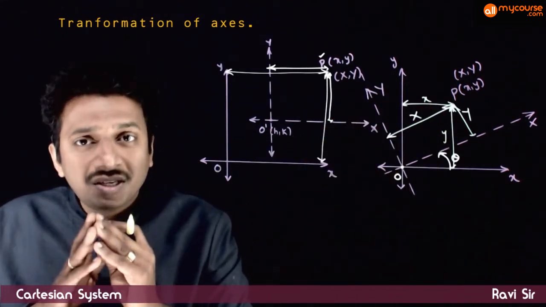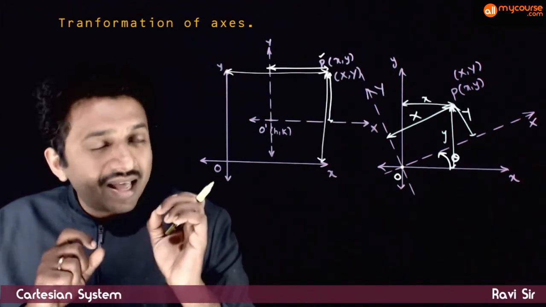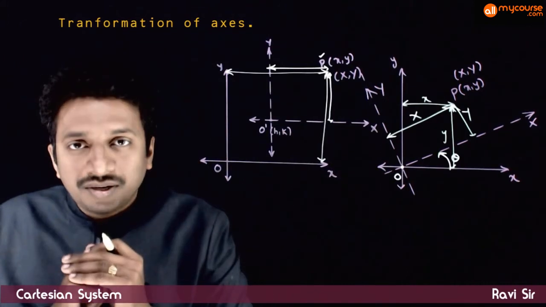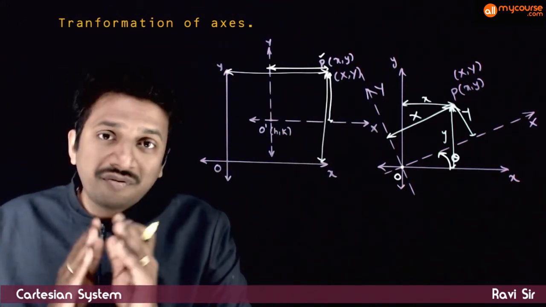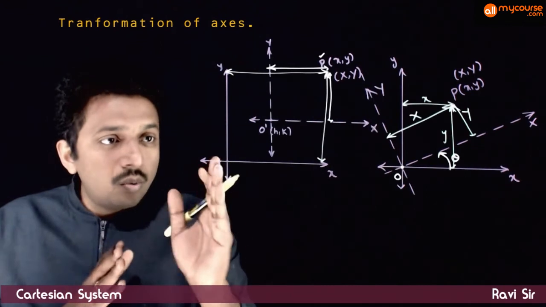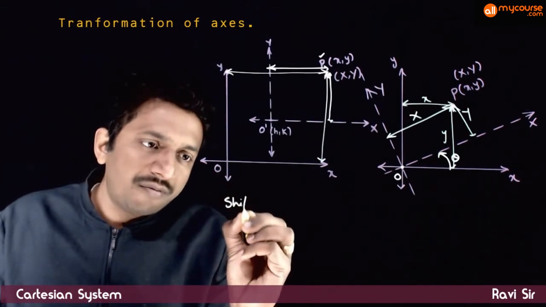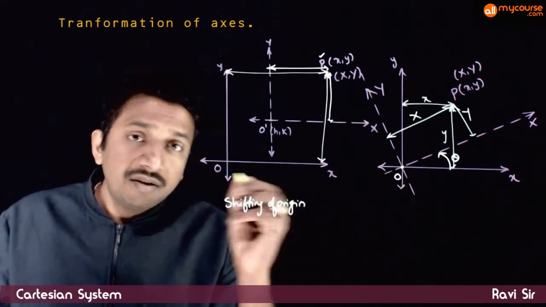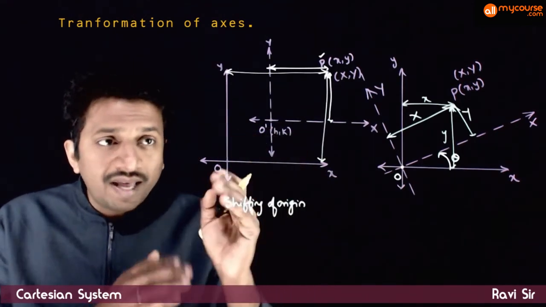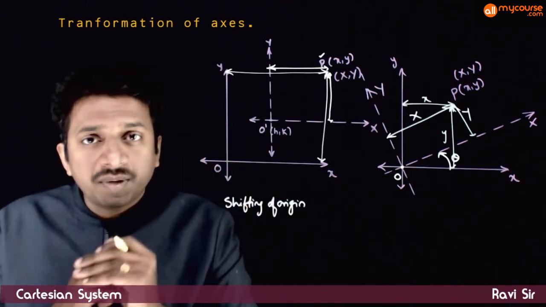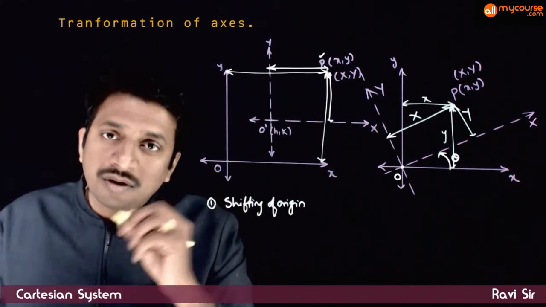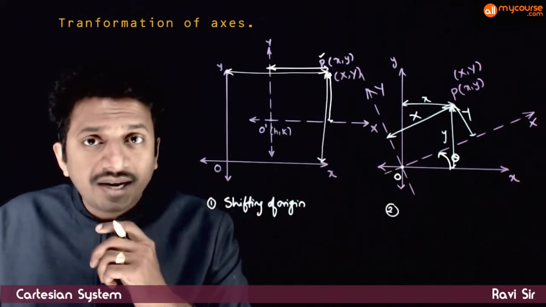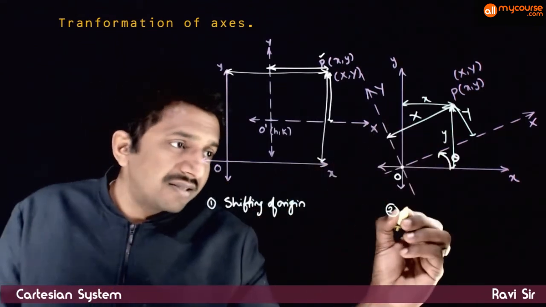But what we are going to see in this topic is the exact relation between the old coordinates and the new coordinates. So there are two types of transformations that we are going to look at. One is shifting of origin. That is, without changing the direction of the x-axis and y-axis, we just take the origin to some other point. It is called shifting of origin. The second type of transformation that we are going to look at is rotation of axis.